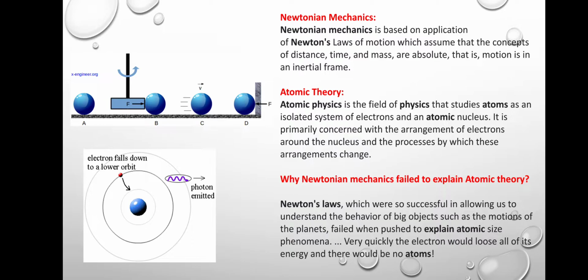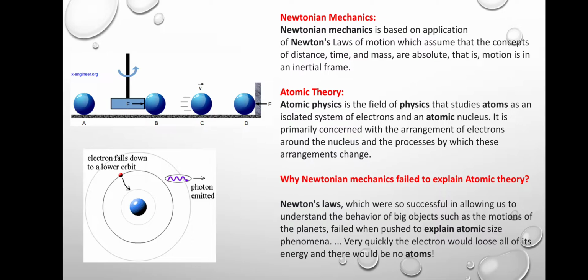So atomic physics is a field of physics that studies atoms as an isolated system of electrons and an atomic nucleus. It is primarily concerned with the arrangement of electrons around the nucleus and the processes by which these arrangements change. Okay, so basically atomic theory is everything about atoms. It is an isolated system. Atom is separate, right? It is isolated. Then it is concerned with the arrangement of electrons, how the electrons are arranged, right?